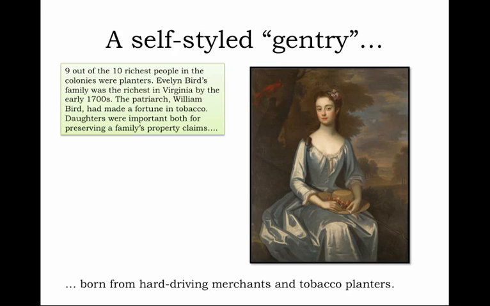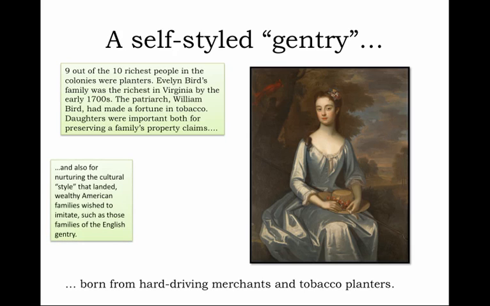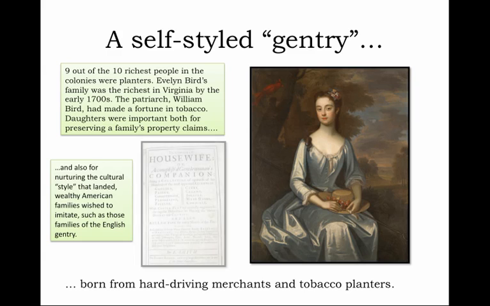his daughter was a kind of claim made by William Byrd of his own place now in the hierarchy of distinguished gentlemen linked by that chain to the men of distinction in England. So property claims, and also for nurturing the cultural style that landed wealthy Americans in the who's who of their day, if you will. The dress, the setting, the posture, everything about it really rings true to the kind of romantic traditions of the English gentry.